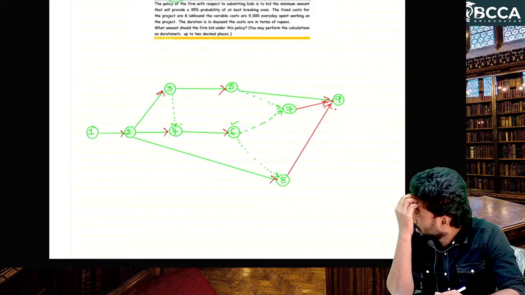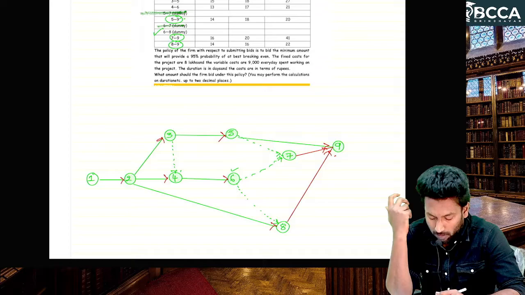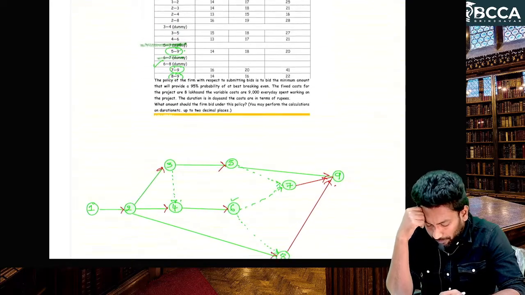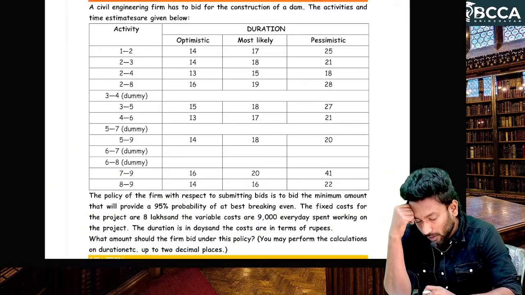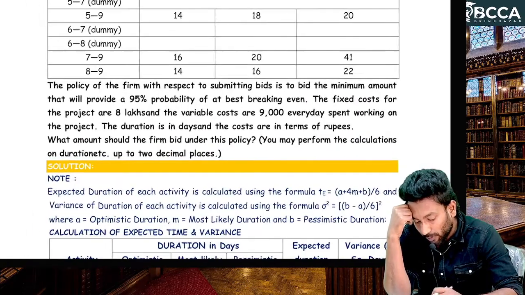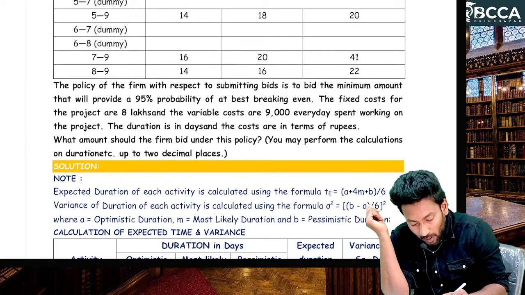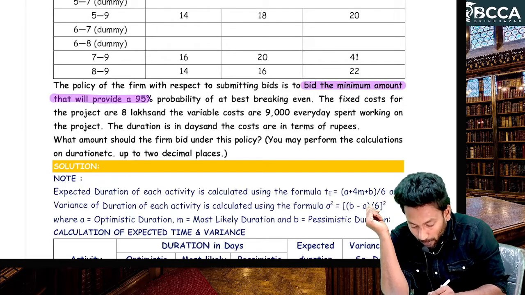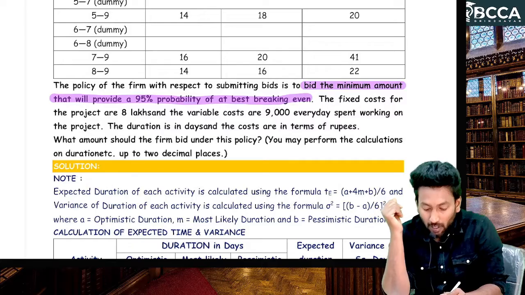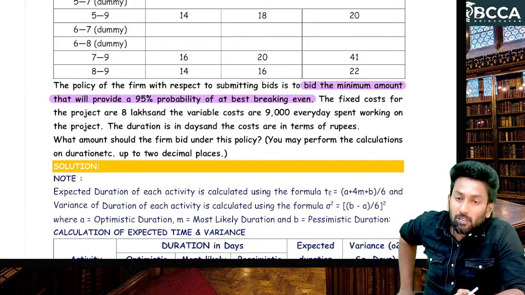Are you able to draw the network diagram? Nice. Then continue reading the question. The policy of the firm with respect to submitting bids: what is their policy? To submit the bid is to bid the minimum amount that will provide 95 percent of breaking even. Break even means no profit no loss, or zero profit zero loss.